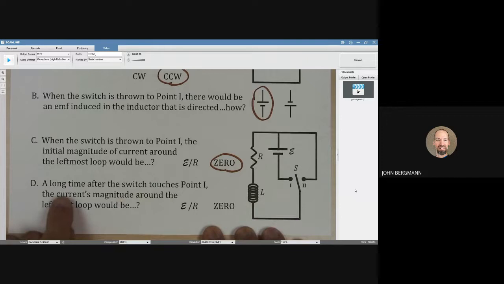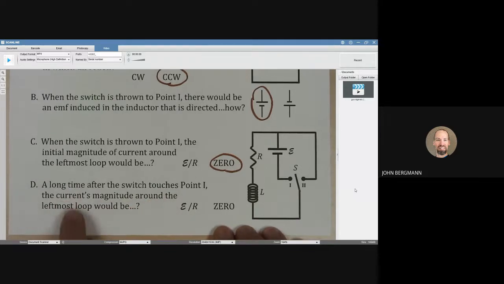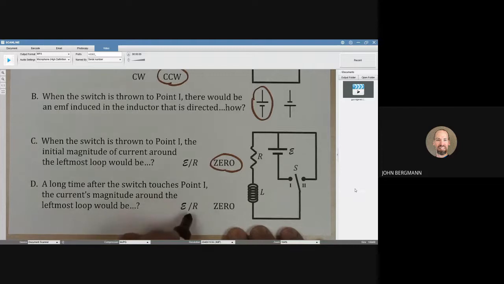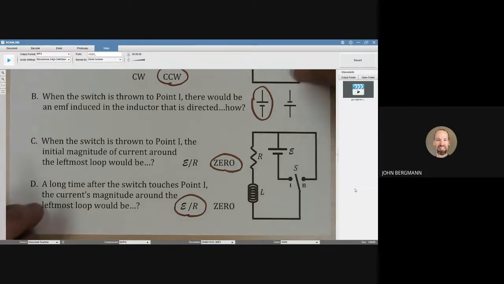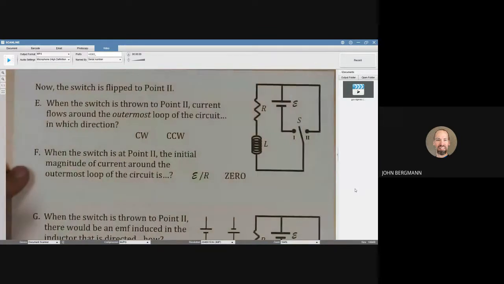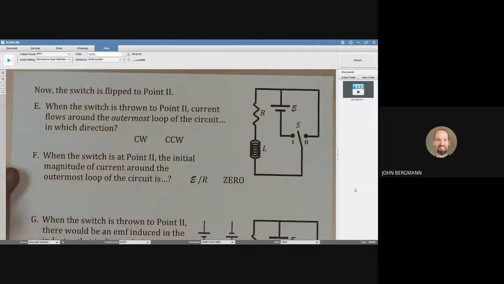circuit. A long time after the switch touches point 1, the current's magnitude around the leftmost loop will be E over R. A long time later, this inductor is going to just act like a wire. Once the current isn't changing anymore, it's as if we just have a wire there. Now the switch is flipped to point 2.